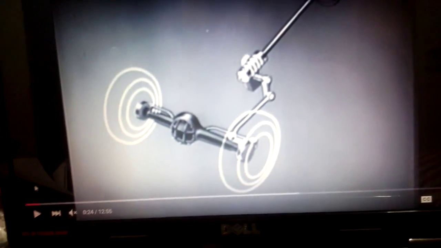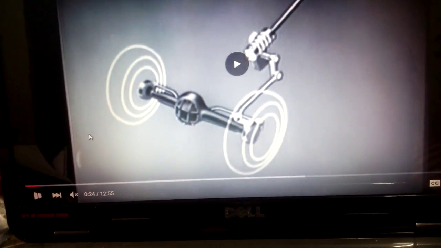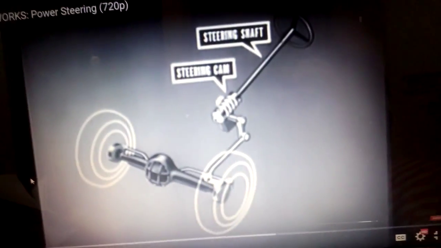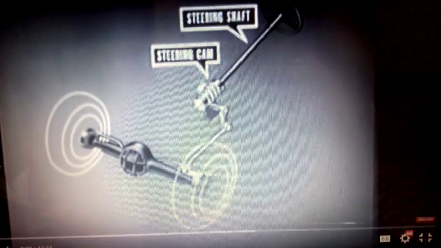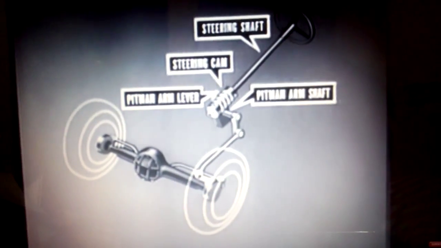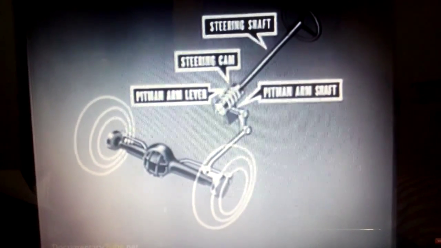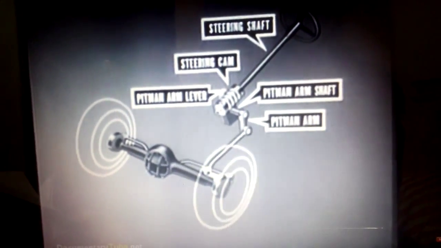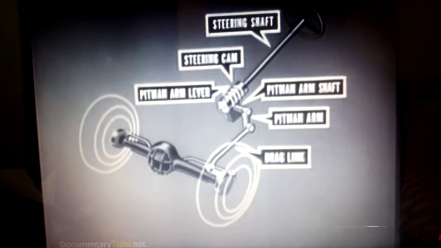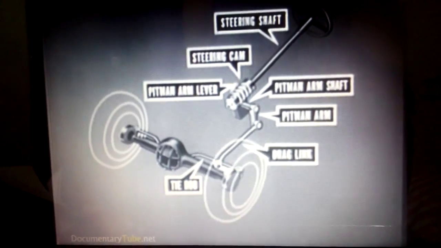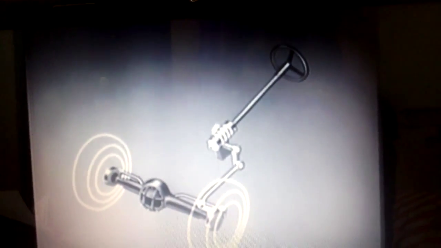So as you can see, this is a normal steering arrangement in a car. This is the steering shaft, the steering cam, the pitman lever arm, the pitman arm shaft, the pitman arm, the drag link, and the tie rods. Now this is a basic steering mechanism, a manual one.